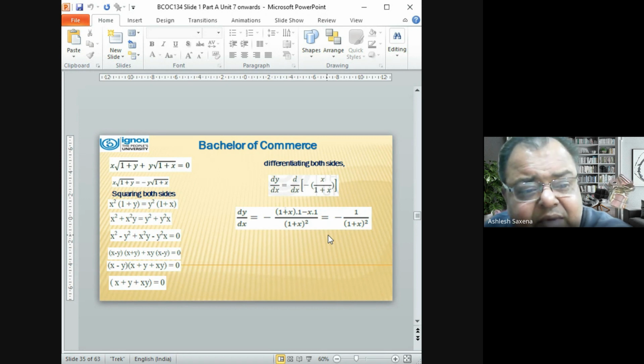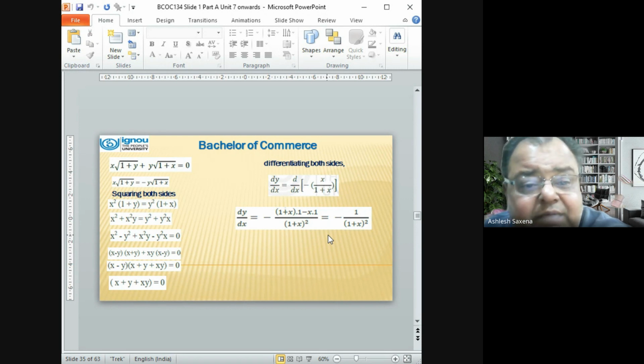Now you are left with x square into 1 plus y equal to y square into 1 plus x. Club them, multiply them, open the bracket. Simplify as much as you can. Now in the last line, after simplifying it and taking things common together, you can see what we are having: x minus y into x plus y plus xy equal to 0. That means x is equal to y is the first thing, so the derivative will be 1. Now, on the other side, what is there? x plus y plus xy.